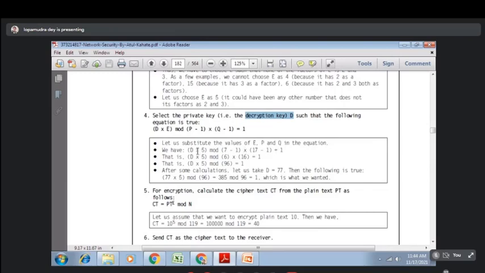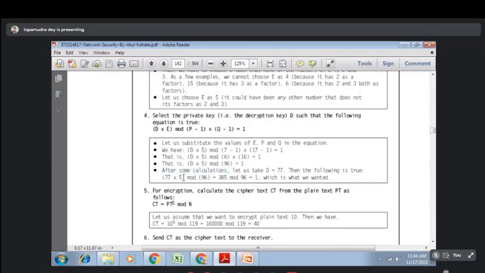You can take the number one by one and then you are calculating this. So after some calculation, you got D equal to 77. So 77 into 5 mod of 96 gives you 1. Okay. So the decryption key is 77.